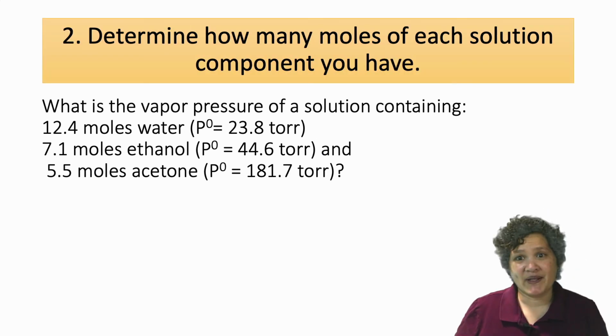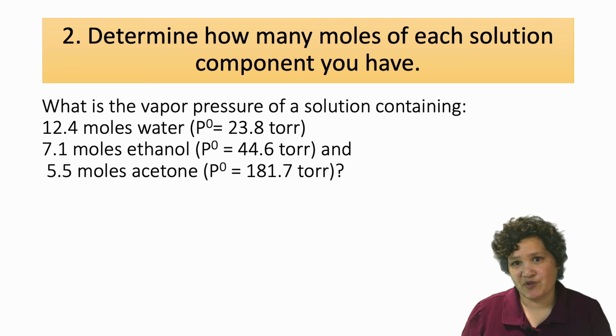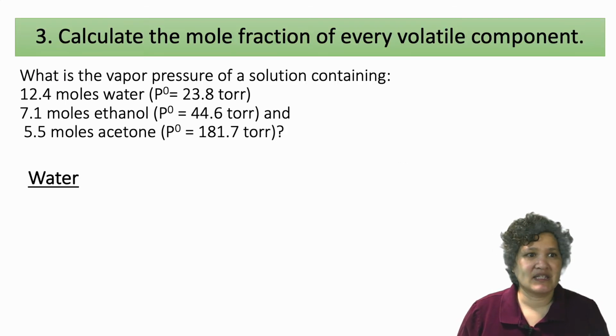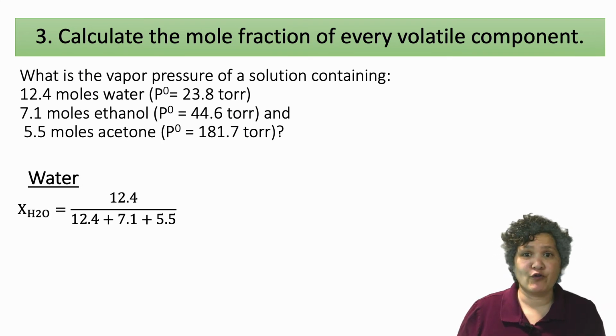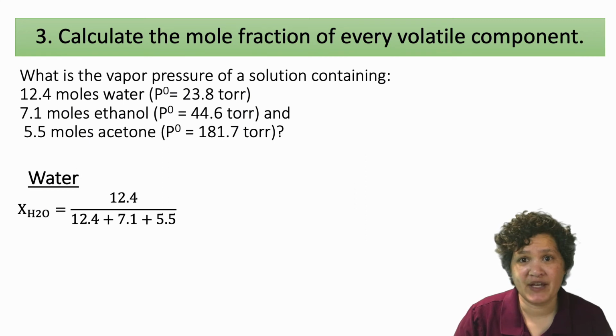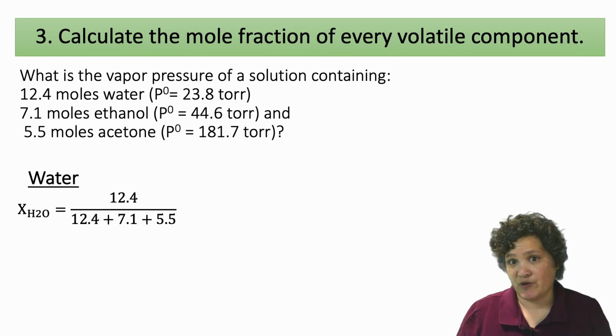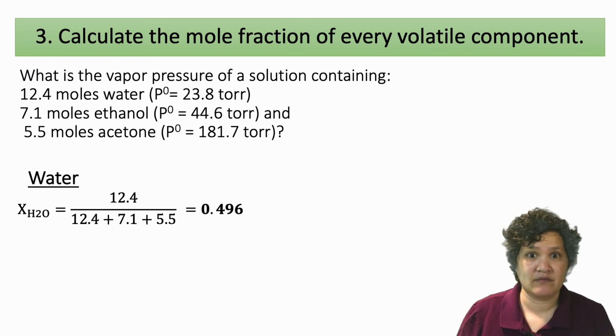Again, for step 2, I've already given you the number of moles in this problem, so we're just going to plug in the number of moles that are given. And then step 3 is to calculate the mole fraction of every volatile component. For water, we have 12.4 moles divided by a total number of moles of 12.4 plus 7.1 from the ethanol and 5.5 from the acetone.